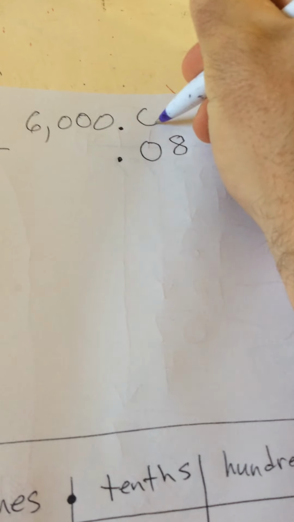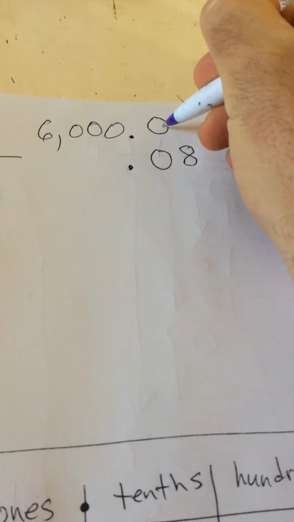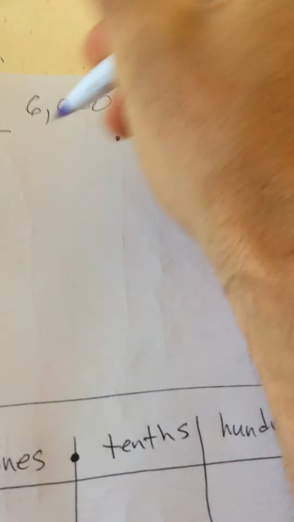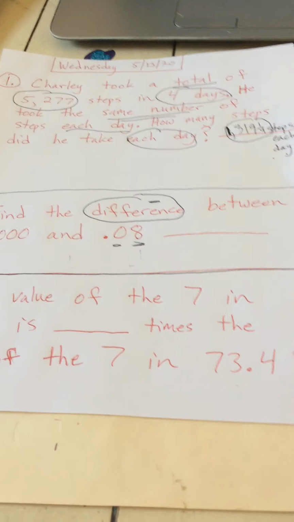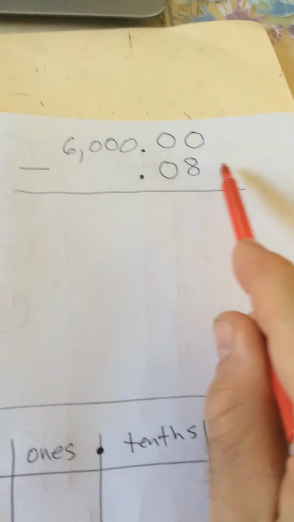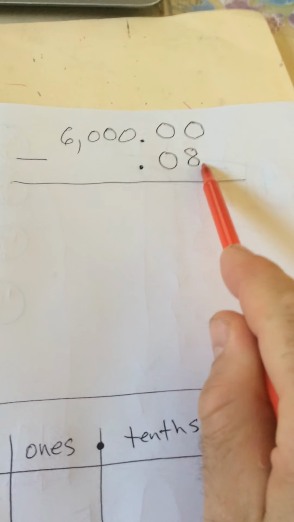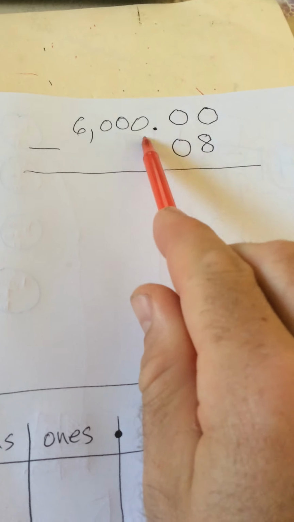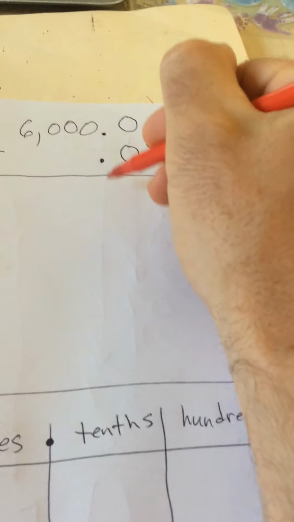So we actually have to fill in 0 tenths for the 6,000 and 0 hundredths so that we can do this subtraction. So take a look at that. We are finding the difference between 6,000 and 8 hundredths, but the 8 has to be in the hundredths place, not in the ones place. If you put it there, then you're going to end up with the wrong place value.